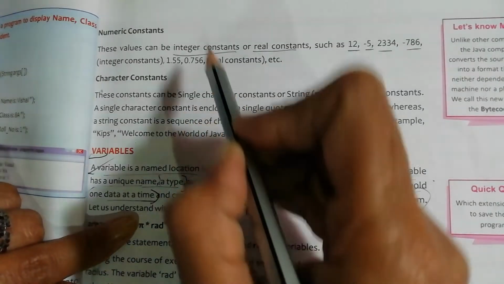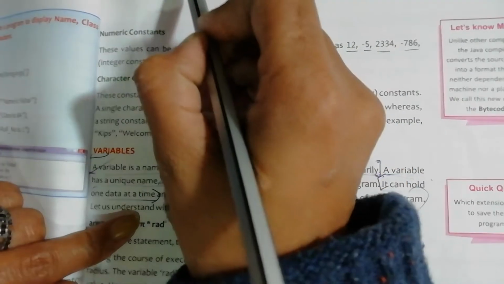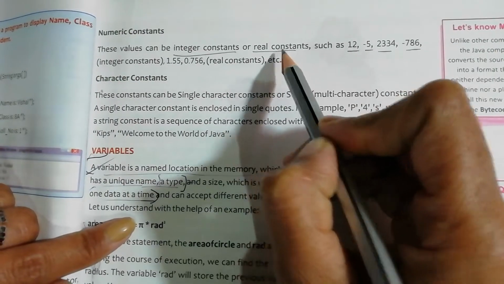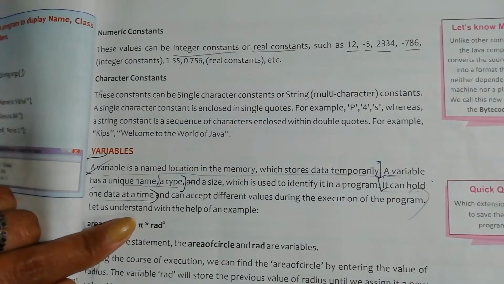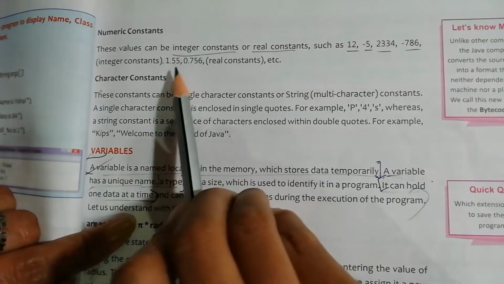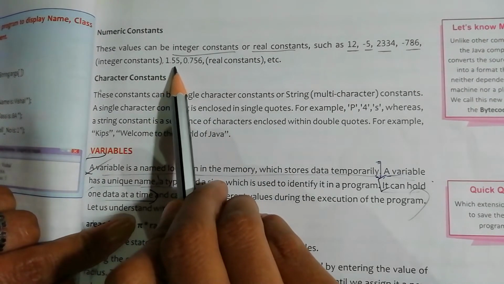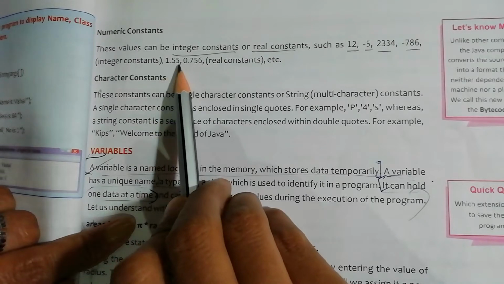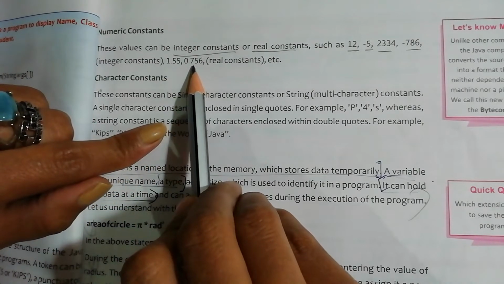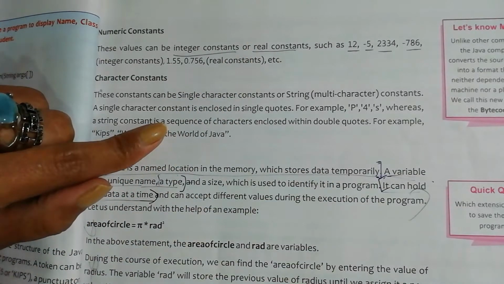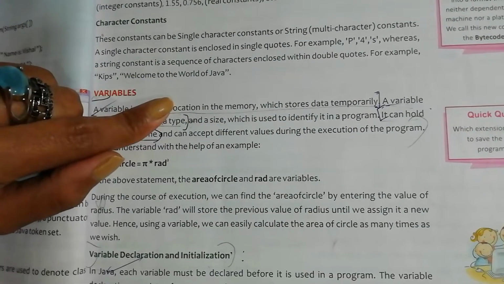So after this we have a real constant. So what is a real constant? A number having a decimal. For example, 1.55 or 0.75. So these numbers are called your numeric constants.